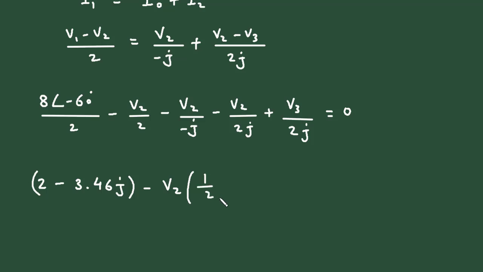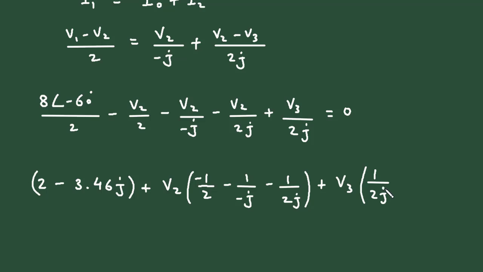So 1 upon 2, or we can take plus V2 common. Then the remaining part will be 1 by 2. Then minus, here this will be minus 1 by 2 because we have taken this plus V2 common. So minus 1 by 2, then minus 1 by minus J, minus 1 by 2J plus V3 1 upon 2J is equal to 0.